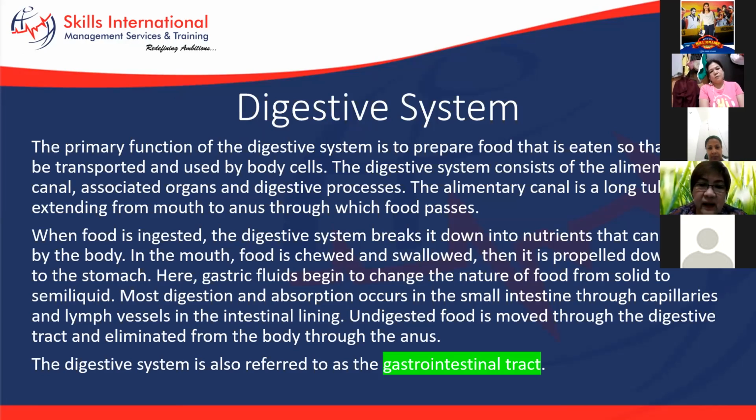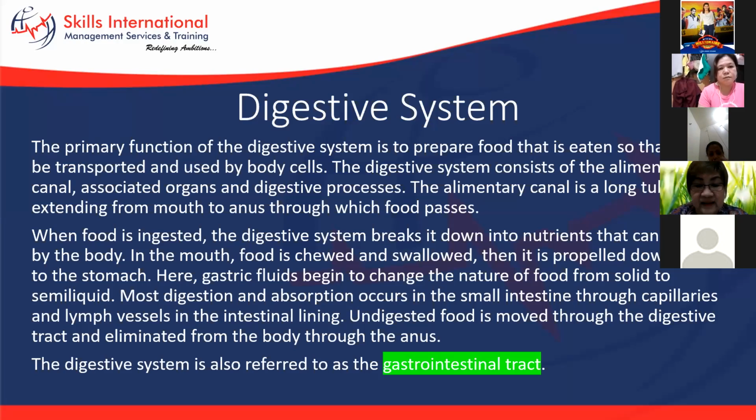So we're talking now about the digestive system. When we talk about the digestive system, it is called the gastrointestinal tract. The primary function of the digestive system is to prepare the food that is eaten so that it may be transported and used by the body cells. The digestive system consists of the alimentary canal, associated organs, and digestive processes. The alimentary canal is a long tube extending from the mouth to the anus through which the food passes.